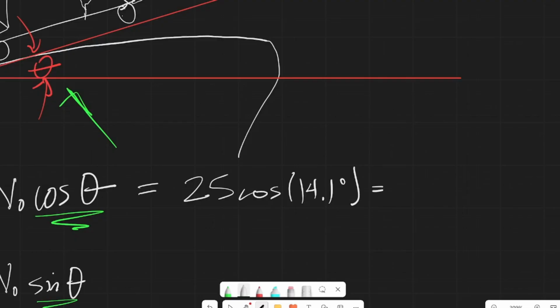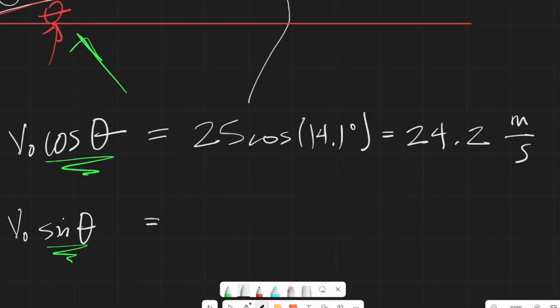Ooh, I'm in radians. I need to go back to degrees. Make sure you're in degrees for this on your calculator. We get 24.4. So that's the velocity that we're moving. The skater is translating through our reference frame in the horizontal direction, not at quite 25 meters per second, but at 24.2 meters per second.